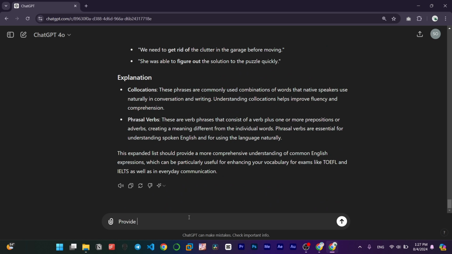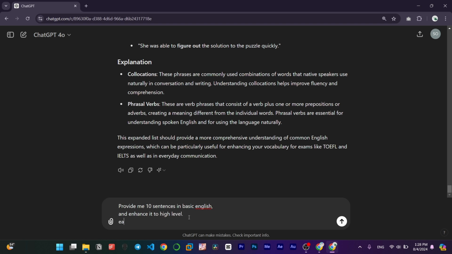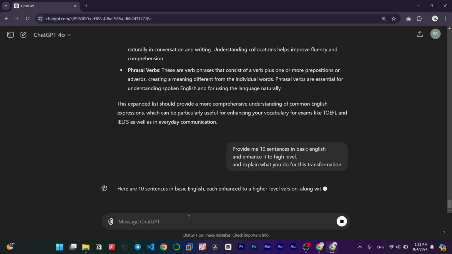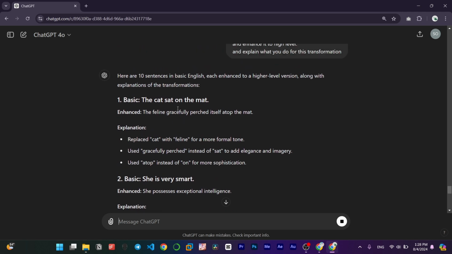Okay, provide me 10 sentences in basic English and enhance it to high level and explain what you do for this transformation. Okay, guys, let's see. For instance, the cat sat on the mat.